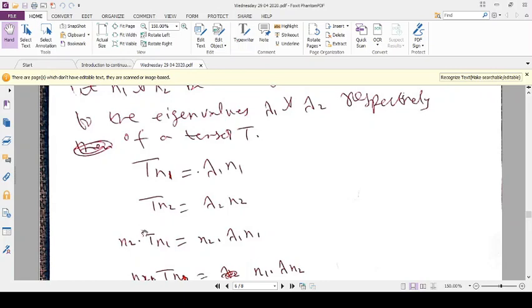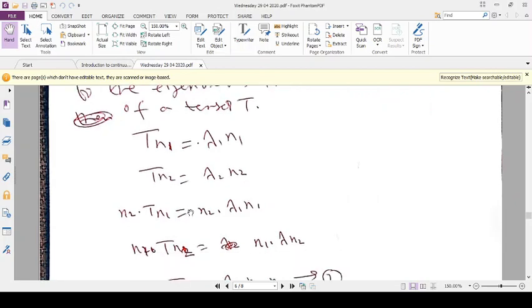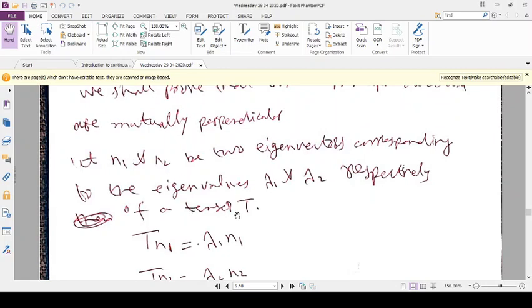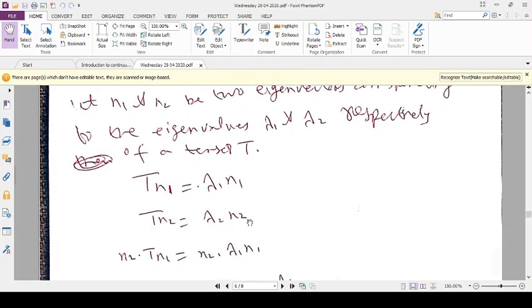Now what is this? You are taking the dot product of this with n2. So it would be n2 dot Tn1 equals n2 dot lambda 1 n1, and take the dot product of n1 with this. What you have to show is that these 2 eigenvectors are perpendicular to each other.